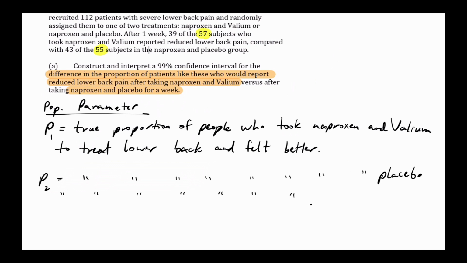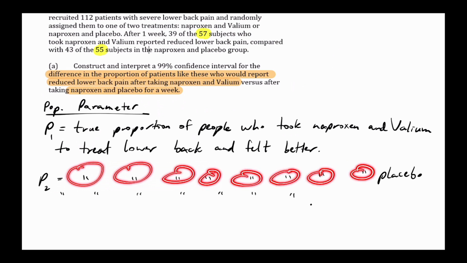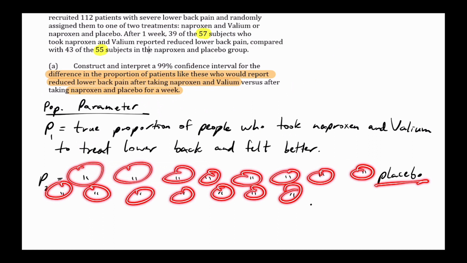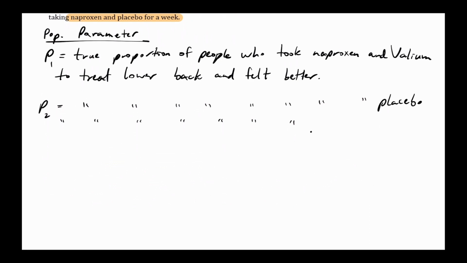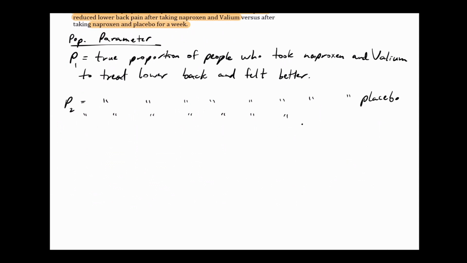Does each quotation mean one word? Yes, each quotation means one word. Do you have to use this method? No. But if you don't use this method, I better see the true proportion of people who took naproxen and placebo to treat lower back and felt better, right? It's a way to save time. It's an accepted form of shorthand. They won't take off any points. It's accepted. Okay. Next step, conditions, assumptions.